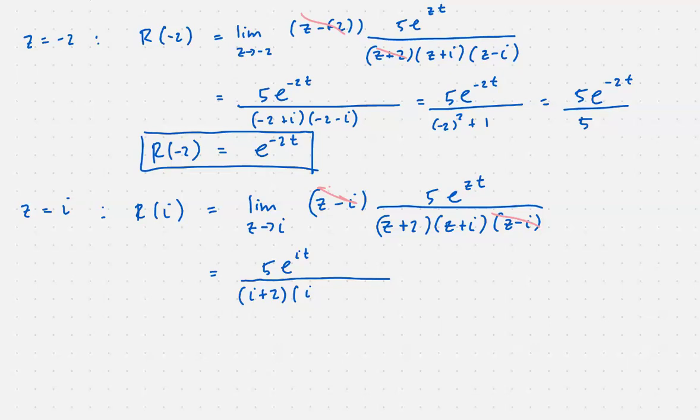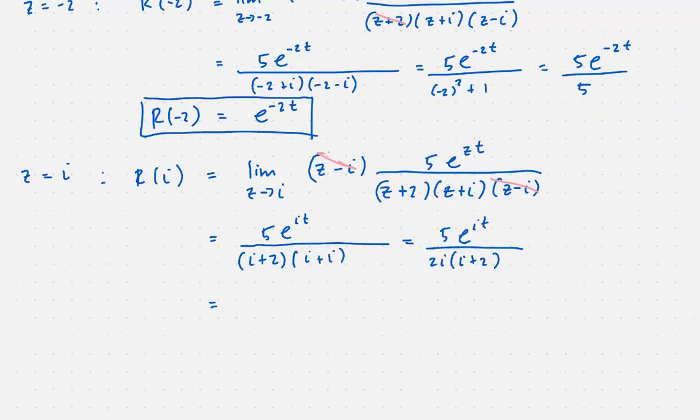Okay, so now we have 5 times e raised to it over 2i times i plus 2, or 2 plus i. Okay, that's fine. Either way, you can just write it as 5e raised to it over (2 plus i) times 2i.